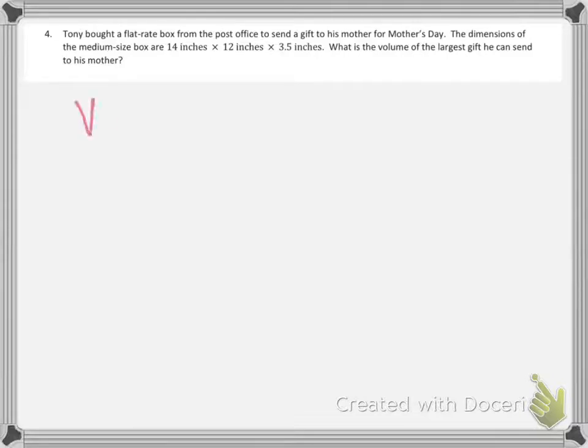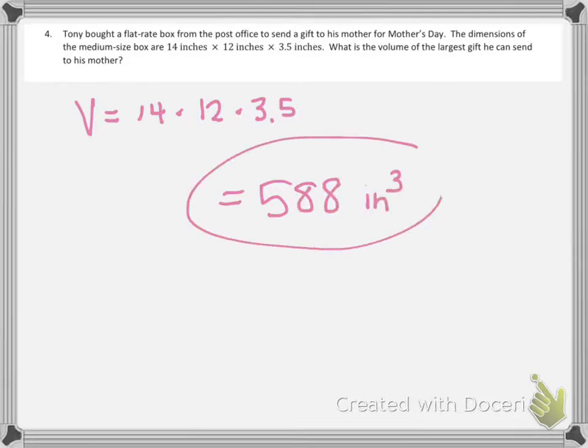So volume is equal to 14 times 12 times 3.5. And when I multiply those three dimensions together, that will give me the volume of the box. 14 times 12 times 3.5 gives us 588 inches cubed. That's the volume of the box, and that's the biggest volume gift that he could send.